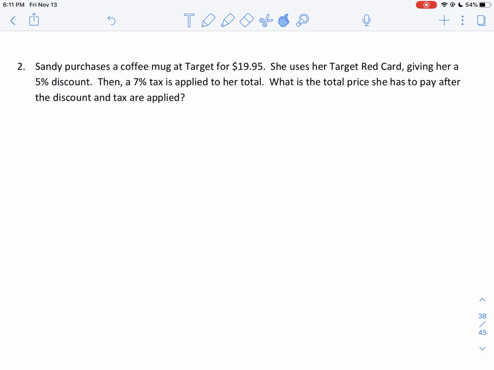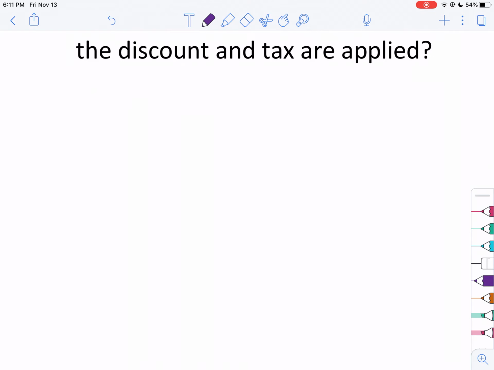Okay, so she first uses her Target Red card for the 5% discount. So we're going to start with doing 5% of the $19.95.